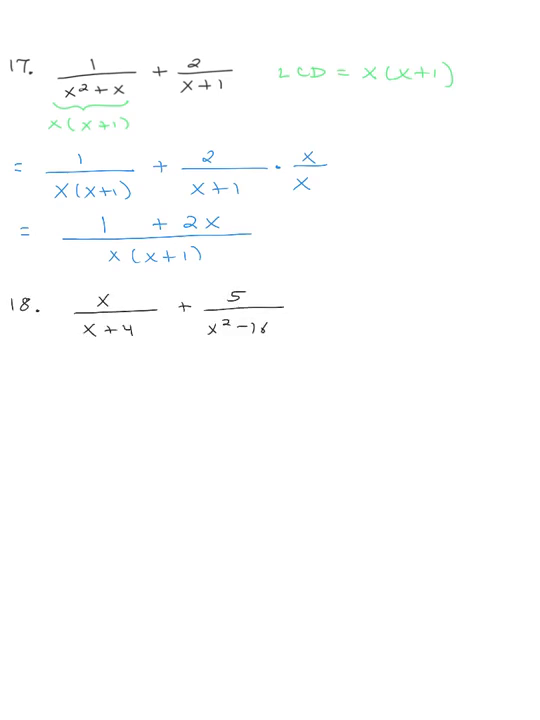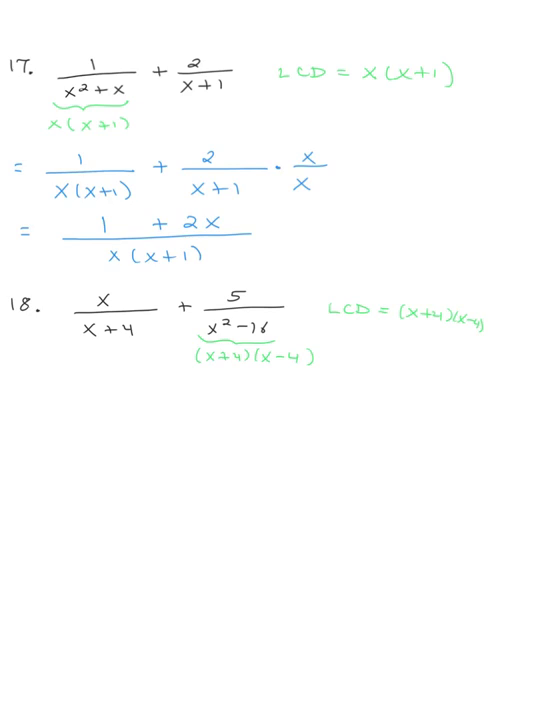All right, so again, looking for a common denominator. I'm thinking there might be a common factor here because look at this. This denominator is really x plus 4 times x minus 4. That must be my least common denominator, x plus 4 times x minus 4. And the reason is, if you multiply this thing by an x minus 4, your denominators are equal.